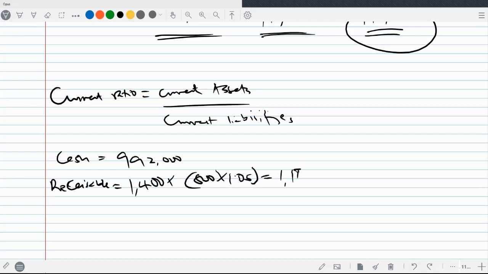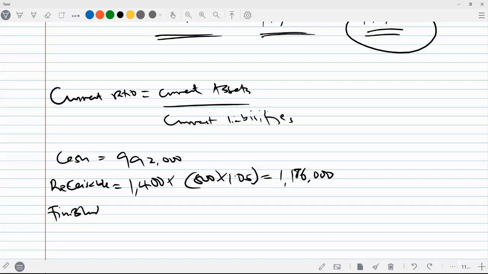1,176,000. 126,000. Therefore that's the receivable at the end of the month of March. There's no raw material inventory held, so therefore no material. However, we have finished goods, or work in progress. Let me just call it the finished goods.